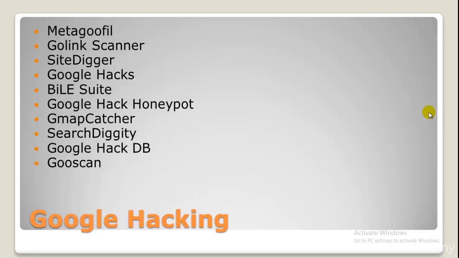Then we have Google Hack Honeypot, which is the reaction to a new type of malicious web traffic, and it is a search engine for hackers. You can check it at ghh.sourceforge.net. GHH implements the honeypot theory to provide additional info security to your web presence. We have Gmap Catcher, SearchDiggity, the Google Hacking Database, as I showed you, and finally GooScan. GooScan is a tool that automates queries against Google search appliances, and these queries are designed to find potential vulnerabilities on your websites. So that would be it for this tutorial.